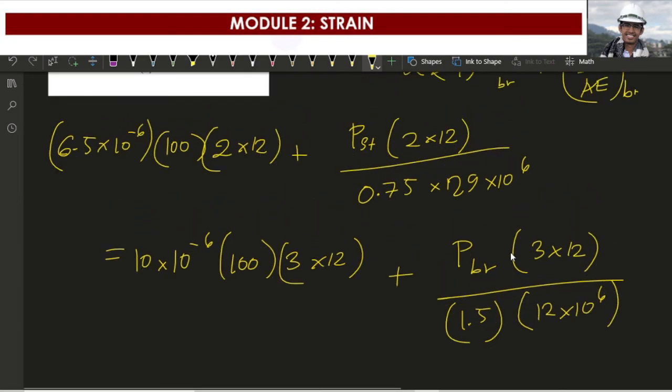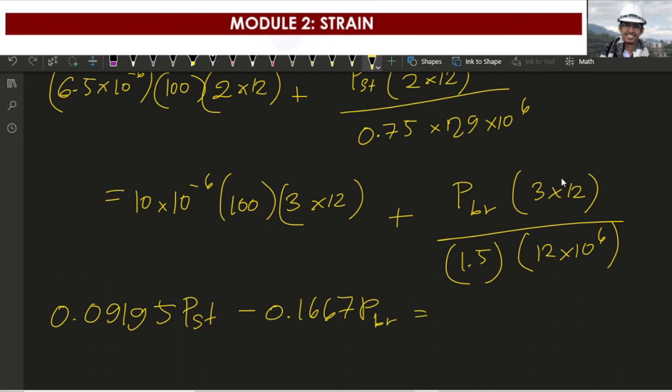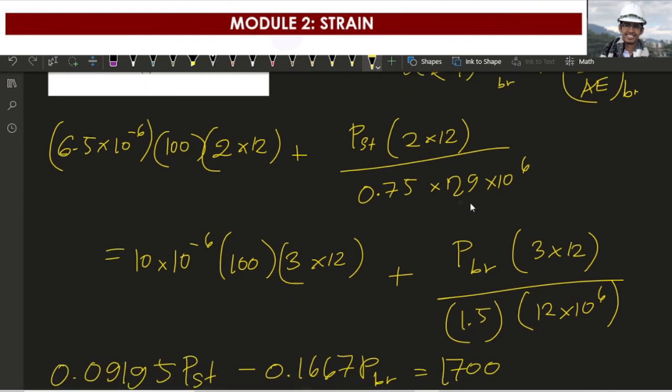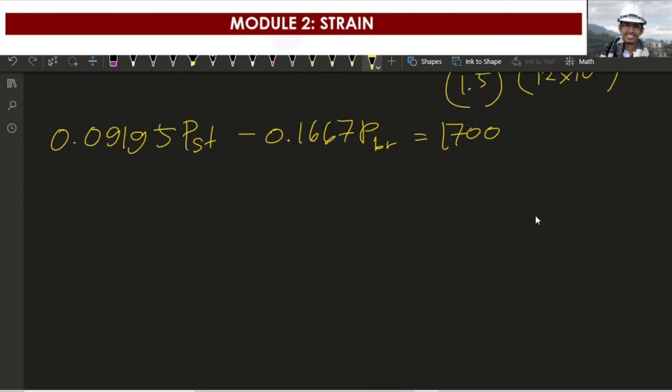Okay? So meron tayong equation. So we can simplify this. So if you simplify this, we will get 0.0915 force ng steel minus 0.1667 force ng bronze, that is equal to 1,700. Okay? So you can directly input it in your calculator or isa-isahin ninyo. So ito yung rin yung lalabas. And for equilibrium equation, so we can say this as equation 1.